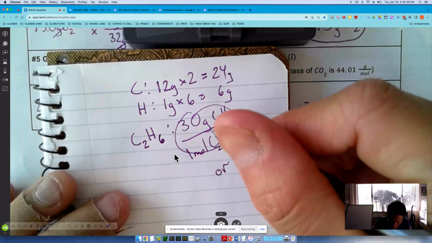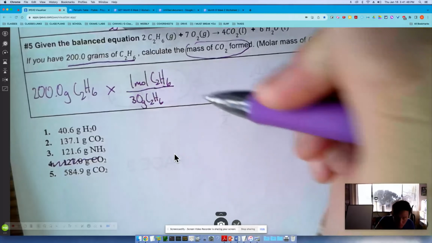So the question is, which version am I going to multiply this by? Think about it. I'm going to pick this version. I didn't just randomly pick it. This is the version you have to use to get the right calculation. So let's write this in to multiply this by: 30 grams of C2H6 on the bottom and 1 mole of C2H6 on the top.